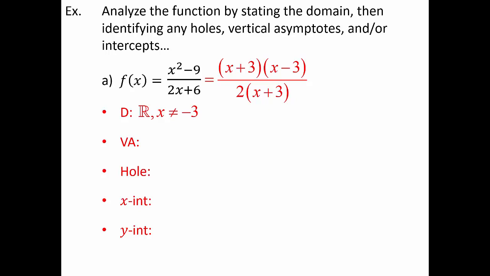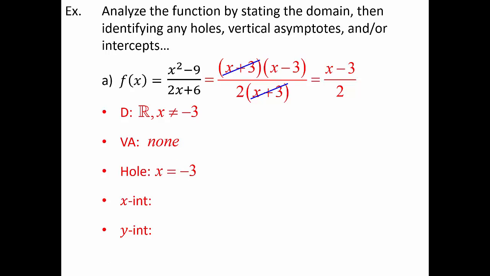Now, that domain restriction can either be a vertical asymptote or a hole. -3 cannot be the x-intercept because it's a domain restriction, and an x-intercept is a point that exists on the graph. -3 does not exist. So vertical asymptote or hole? We figure that out by seeing whether that x plus 3, which is where the -3 came from, cancels or does not cancel. In this case, x plus 3 cancels, making x equals -3 a hole. Since there are no remaining variable-based factors on the bottom, that means there are no vertical asymptotes. x equals -3 is a hole. There are no vertical asymptotes.